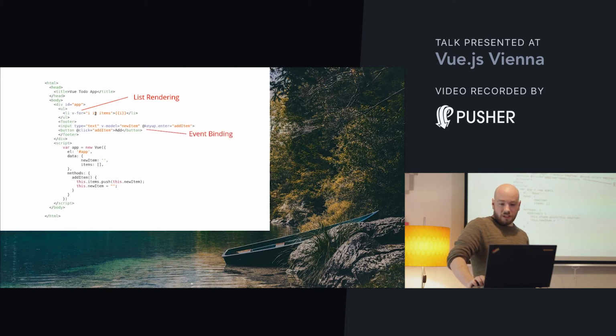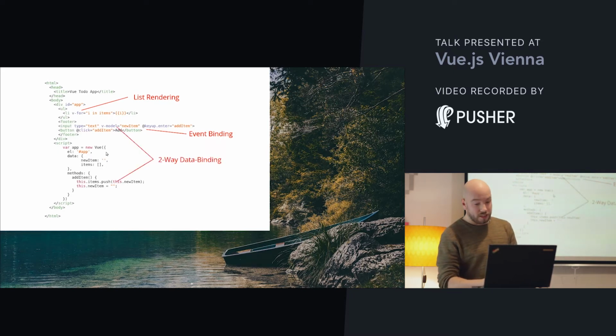Another thing we see here is event binding. So we can use keyup.enter to bind the enter key of the input field to our callback addItem. And also we can use the @click event on our button to bind it to our event. And we also have two-way binding from our input element to the variable newItem, which means it doesn't only bind it from the application's data object to the view. It also binds it from the input element to our data object. So it's both directions.